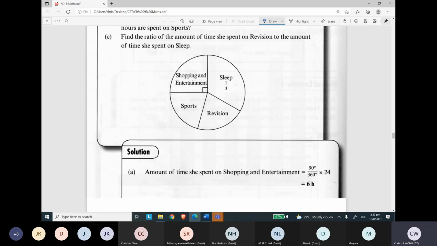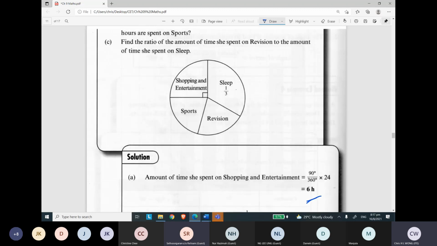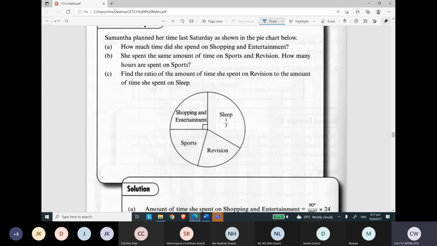Based on what? Is it percentage? I think the number of hours. Oh, I see. Because it's considered one whole. Now, if I ask you, okay, how much? This is considered 24 hours.